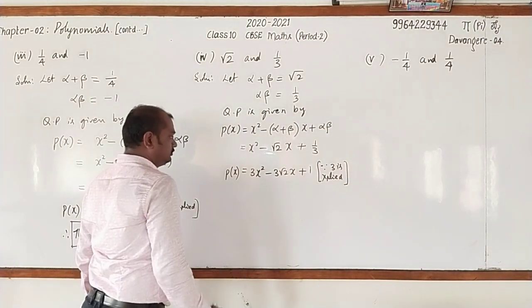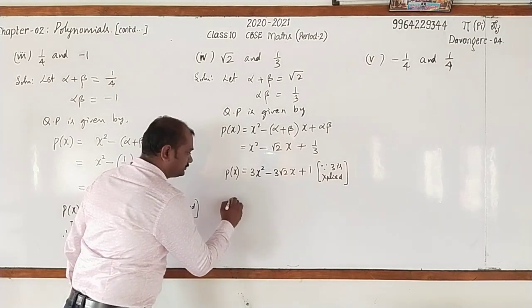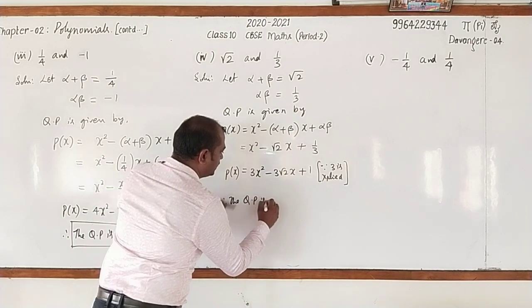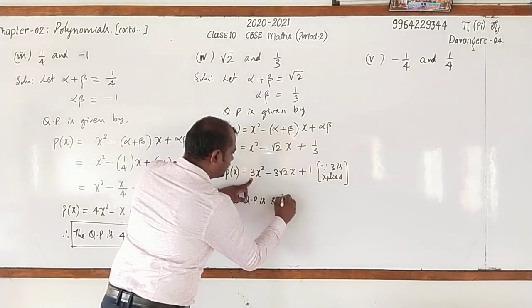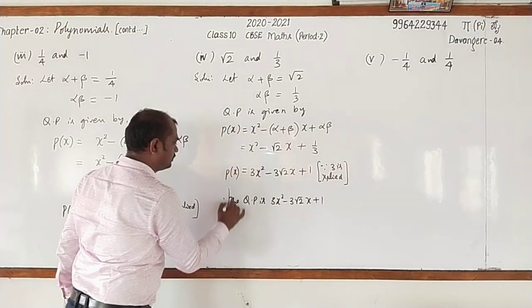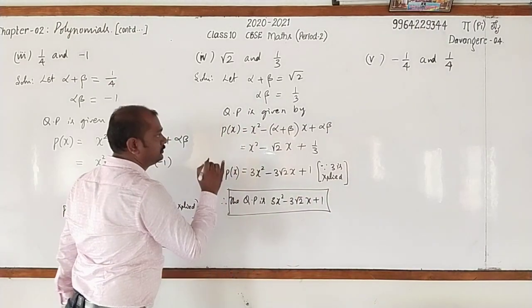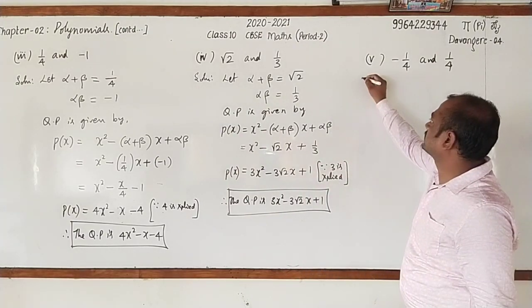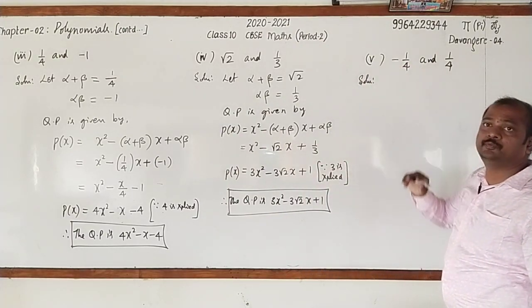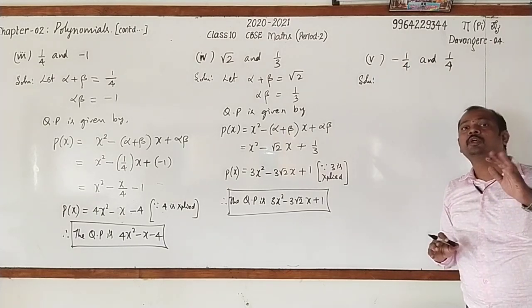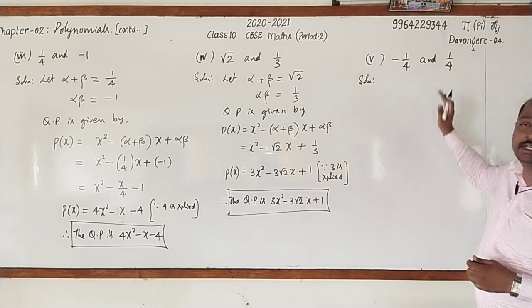Now, here I'll write, therefore, the required quadratic polynomial is 3x square minus 3 into root 2x plus 1. Got it? Yes. Next, we'll move on to fifth one. Here we have two fractions or two rational numbers but opposite in sign.